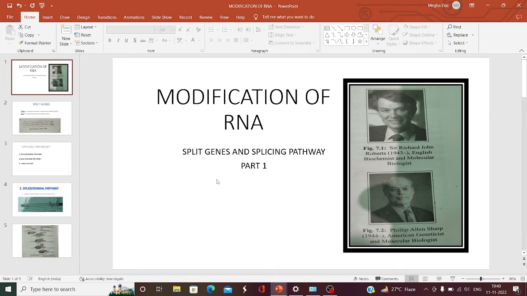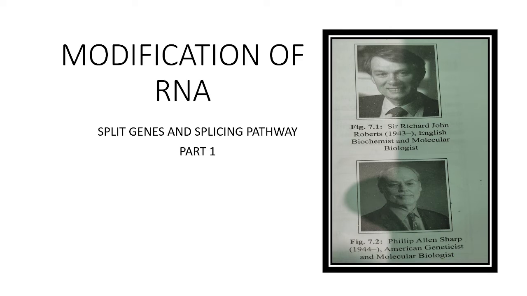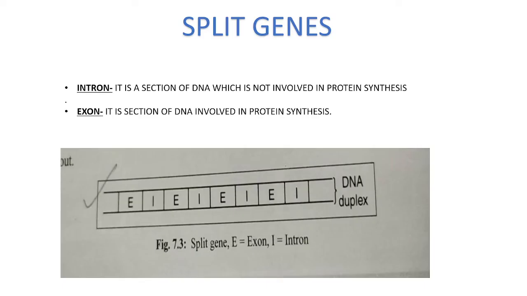Before going to this part, let's discuss who discovered split genes. Two scientists, Sir Richard John Roberts, an English biochemist and molecular biologist, and Sir Philip Allen Sharp, an American geneticist and molecular biologist, discovered this term, split gene. What is a split gene? We are going to discuss it in detail. So let's begin with our topic, split genes and the splicing pathway.